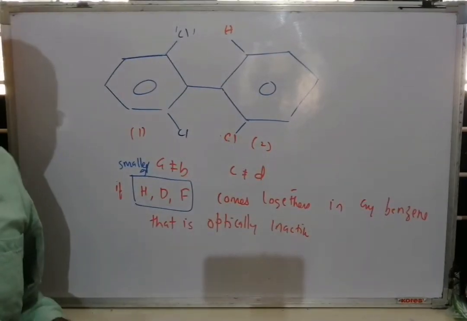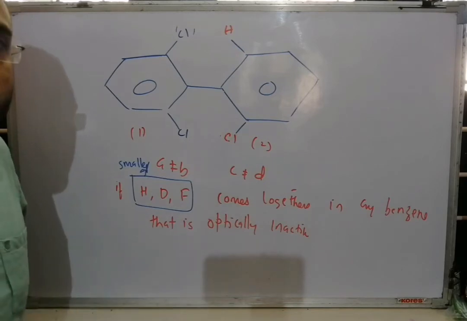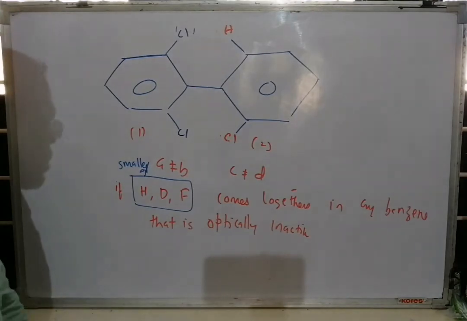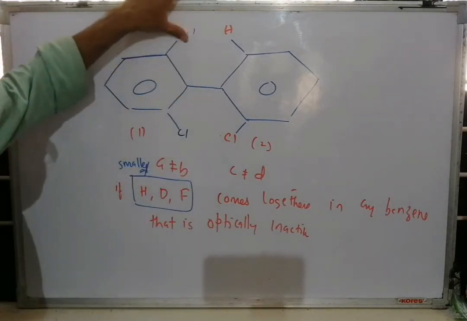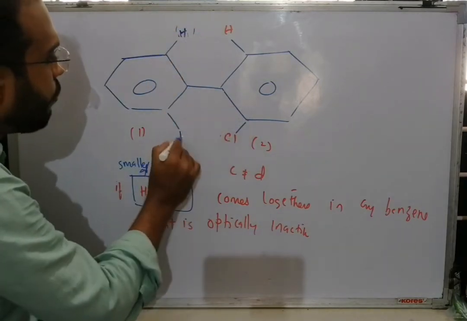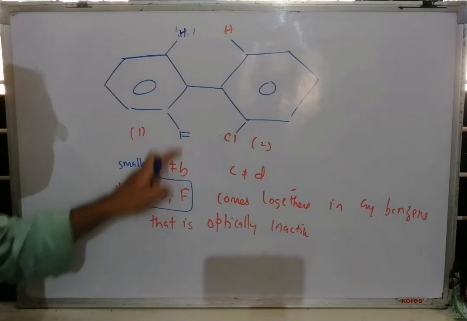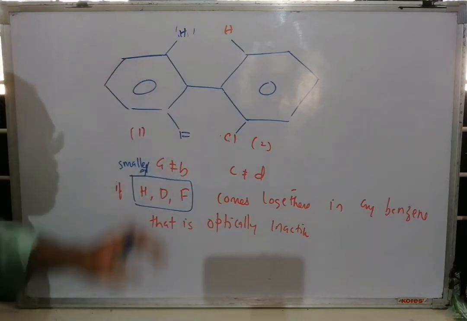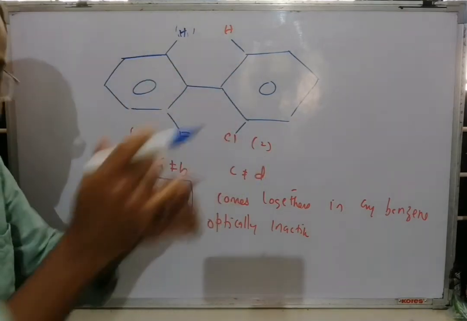Optical activity is because of non-planarity. I mean, there should not be any symmetry elements. That is the basic reason. Therefore, this is optically inactive. But if it is H, optically active. But if it is F, optically inactive, because fluorine is a smaller group. Because of the smaller group, this benzene gets rotated and both benzenes will be on the same plane.